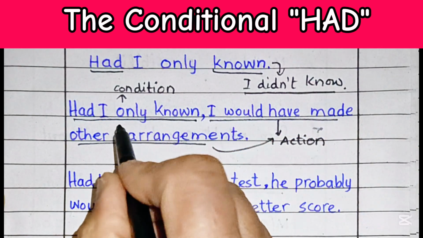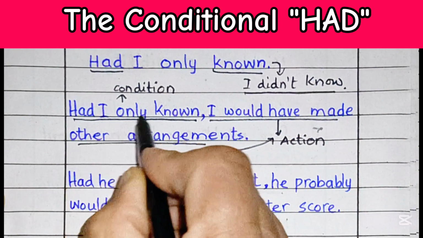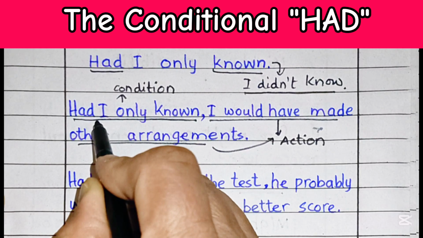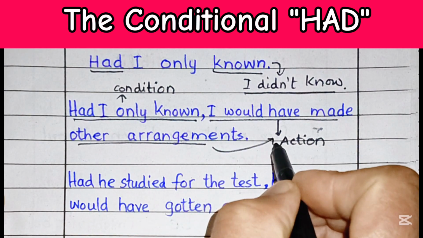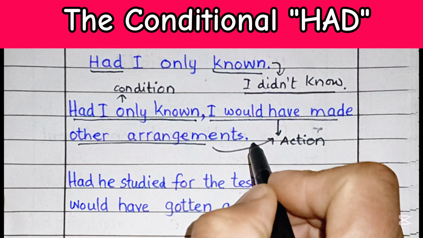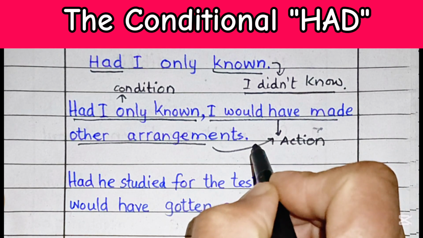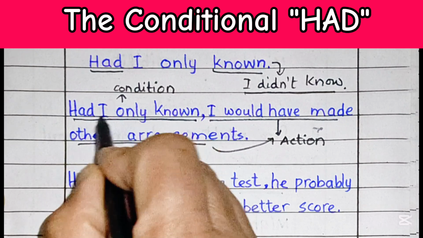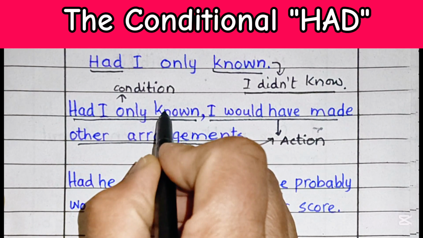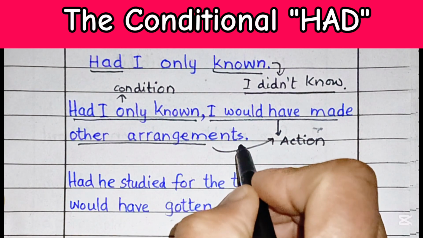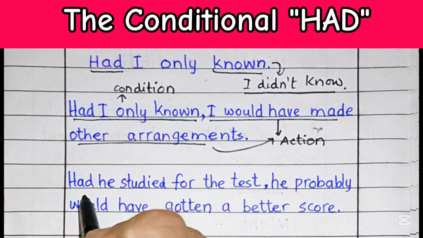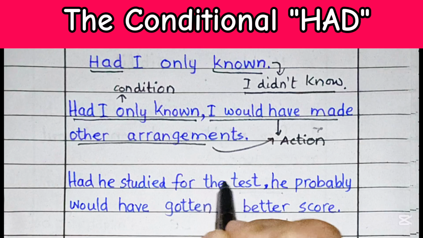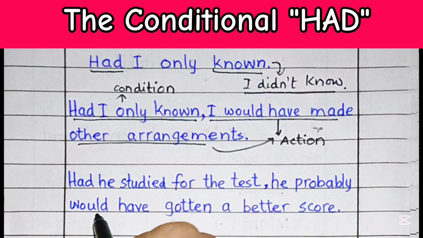So, as I said, in this first part of the sentence, this is the condition, and "I would have made other arrangements" is the action that I would have taken, but I didn't take that action because of this. Had I only known, because I didn't know, that's why I could not take that action. Now, had he studied for the test, he probably would have gotten a better score.